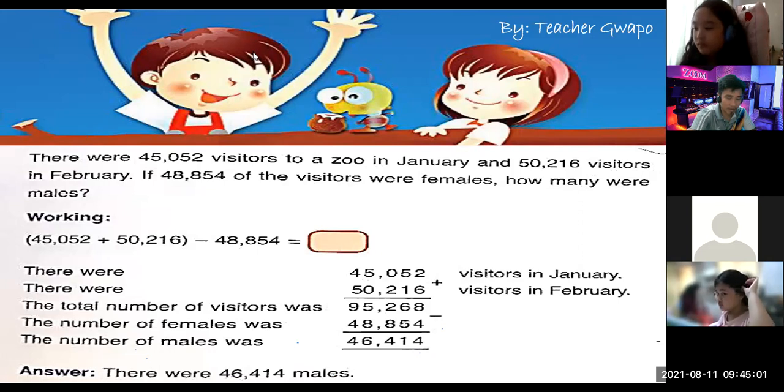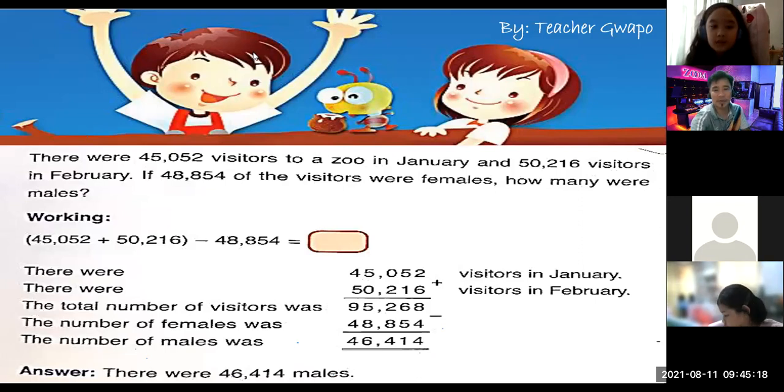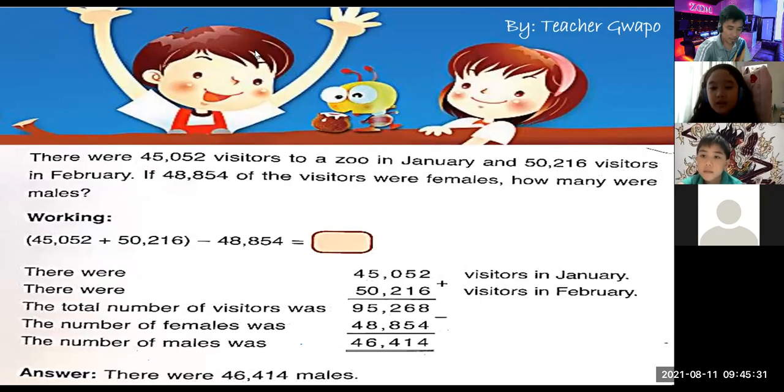46,414. Okay. I think that's the number of males, not the females. The number of females, how many females? How many females were there in the zoo? Females. How many females? 46,400.